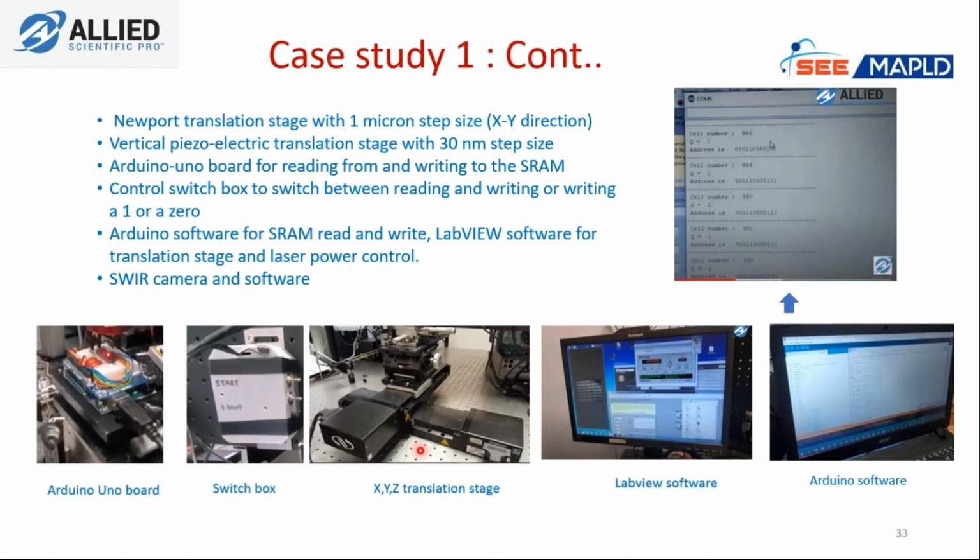This is our translation stage, 1 micron resolution in the vertical direction, 30 nanometer. And this is the software. This one is LabVIEW for controlling the energy of the pulse. And this one at the bottom is the translation stage control, which was also done through LabVIEW. And then the Arduino software was used to write and read. Here, for example, you can see that we were doing a read, and Q is the state of the cell. All these cell numbers are all 1.